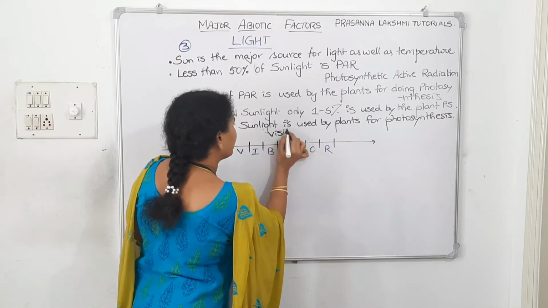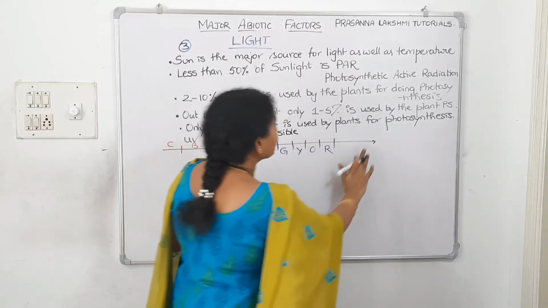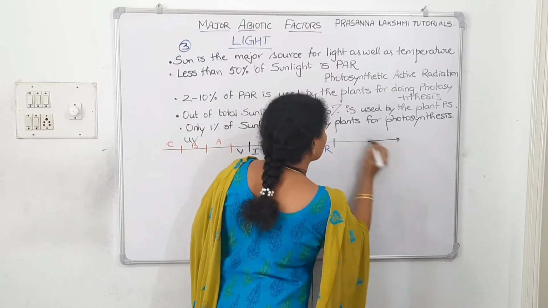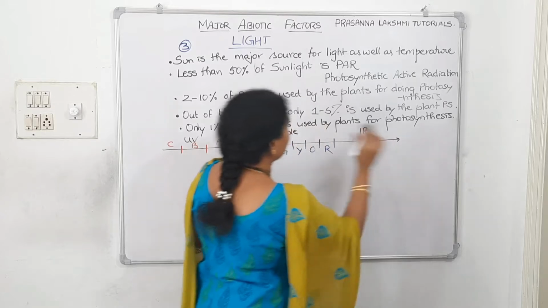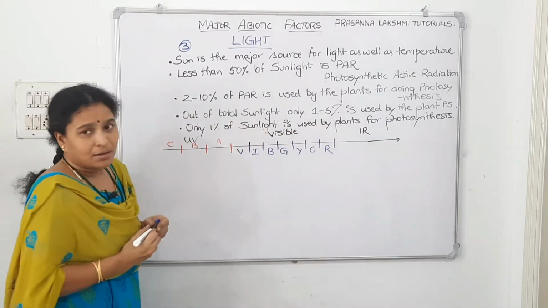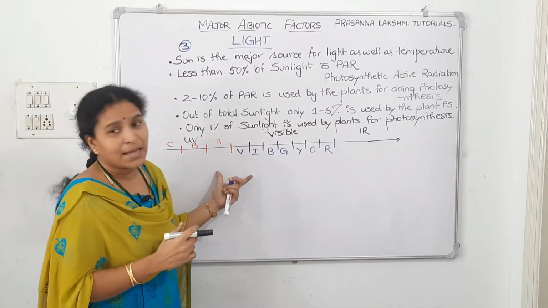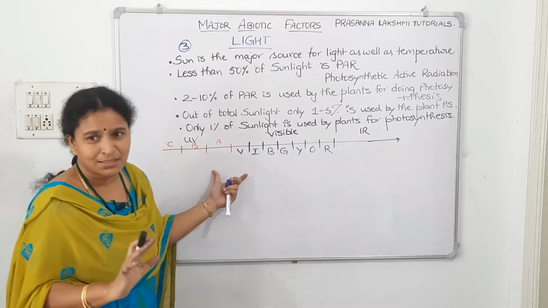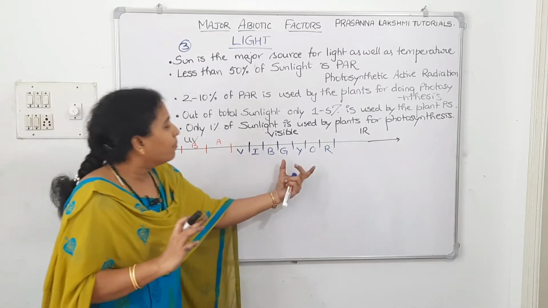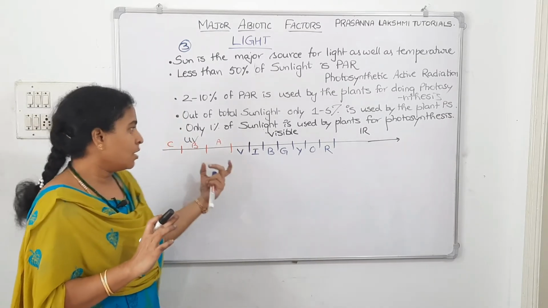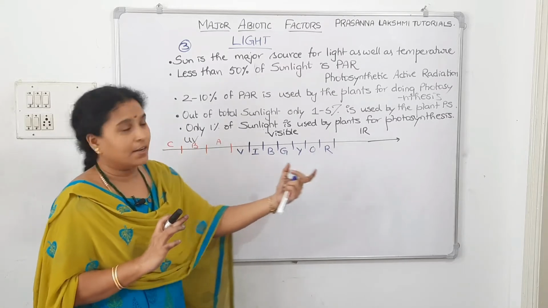Then what is the infrared radiation? From here on, it is infrared radiation. Radar waves and radio waves are also there, but we are not concerned with that. I am just showing that above the visible range is UV radiation, and after the visible range, it is infrared radiation.